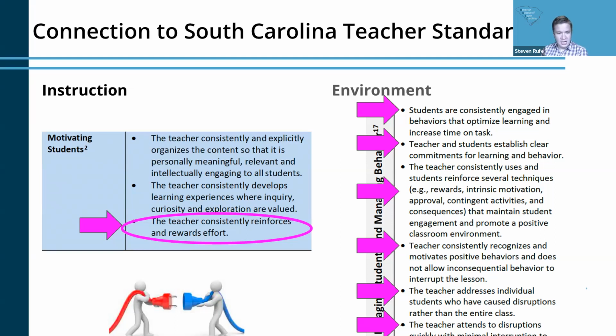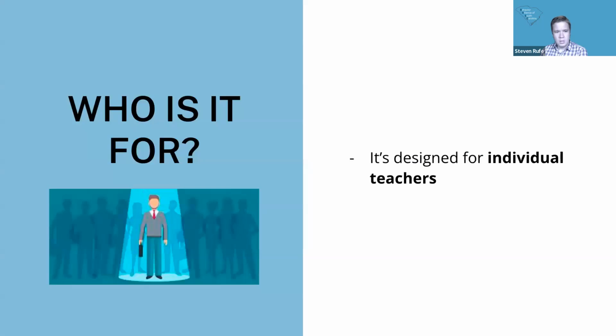We see reinforcement of effort, the reinforcement of a specific behavior or effort. We also see a direct connection to the South Carolina Teacher Standards rubric through the environment domain. And you can see with the pink arrows, there are many areas of the environment domain that are connected to the classroom assistance tool. Some of these areas relate to inappropriate student behavior, like you see at the bottom with attending to disruptions, while others talk about acknowledging student behavior, like consistently recognizing and motivating students' positive behavior in the classroom, and also providing some rewards, intrinsic motivation, approval, and things that allow for that engagement and promotion of a positive classroom environment.